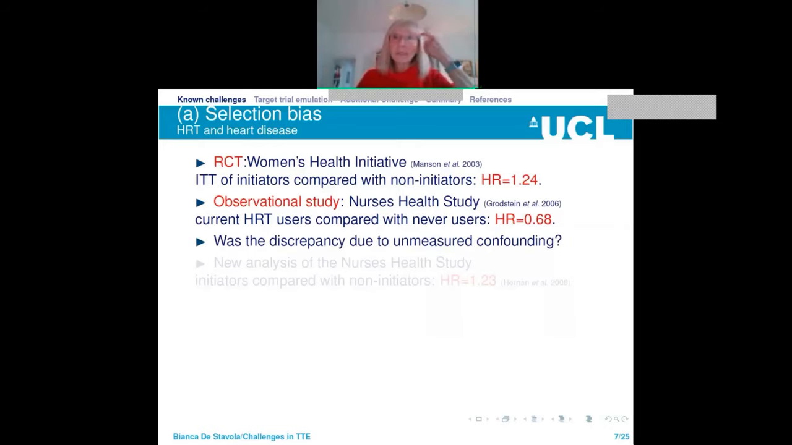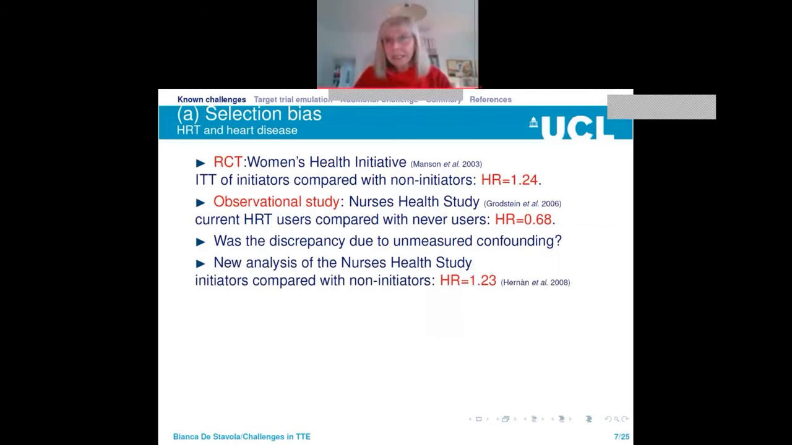The discrepancy between the two results was discussed in the literature at length, saying that it was probably unmeasured confounding, that it was the higher social class women who were using HRT, and that was confounding the fact that fewer of the HRT users in the observational studies suffered from heart disease. However, a new analysis a couple of years later, led by Miguel and Nan, reanalyzing exactly the same observational cohort, the Nurses' Health Study, instead of comparing ever versus never users, which was the analysis of the first publication, compared initiators versus non-initiators. So it focused on the same causal effect as the randomized controlled trial. And it found a very consistent estimate, very, very close, 1.23 versus 1.24.